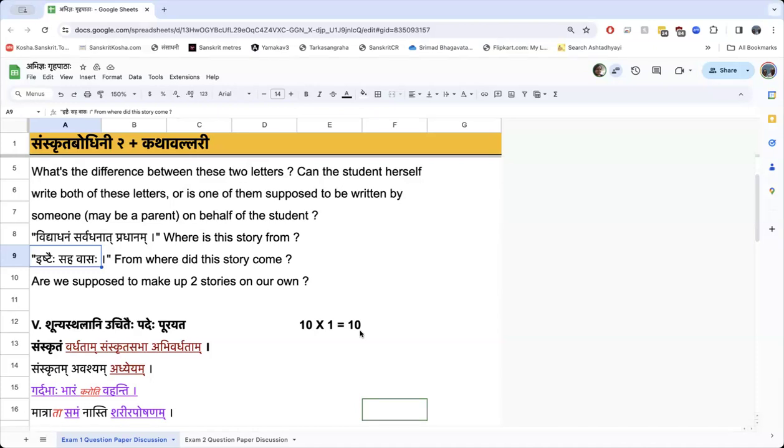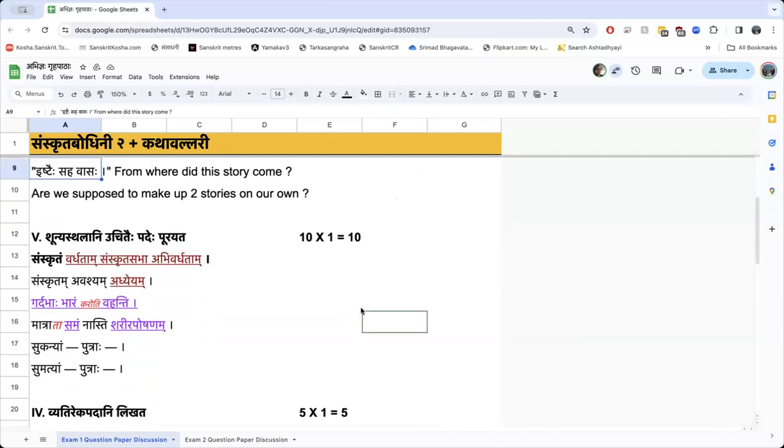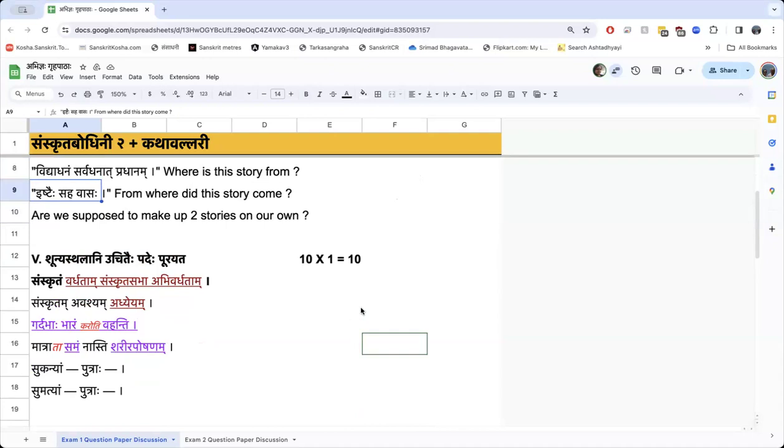Yes, we did have that question in a different year's question paper. Yeah, that lion eats the camel story, right? That story is there, Kathavallari. Okay, Vidyadhanam sarvadhana pradhanam, leave that out. I would suggest don't take that. If you can write on your own, that's fine too.